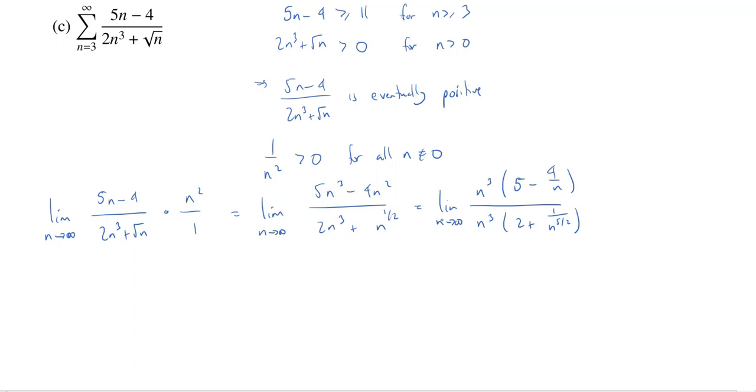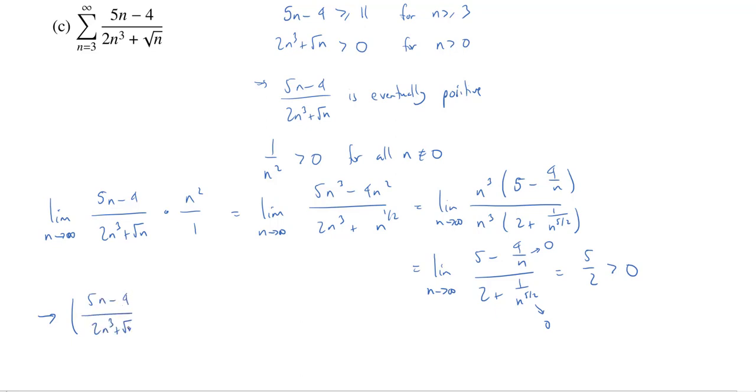Now, first I can notice the n cubes go away. So let's get rid of those. So I'll have 5 minus 4 over n, over 2 plus 1 over n to the 5/2. And as n goes to infinity, 4 over n goes to 0, and 1 over n to the 5/2 goes to 0. And so this limit is just going to be 5 over 2, which is definitely a positive constant. So this implies that the sequence 5n minus 4 over 2n cubed plus the square root of n is asymptotically equivalent to 1 over n squared.